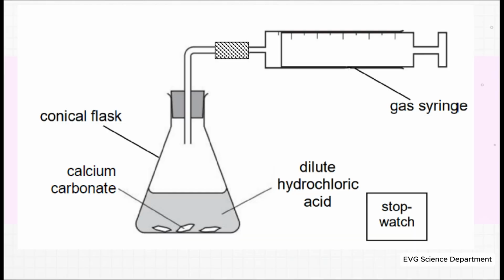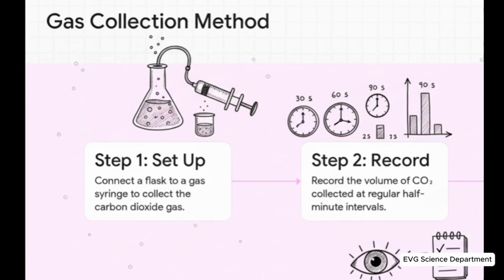That escaping gas is the evidence we're going to track. First, you set up a trap, just a flask connected to a gas syringe. Then you start collecting your evidence. You just record how much gas has been collected at regular intervals, like, say, every 30 seconds. And once you have your data, you plot it on a graph, gas volume versus time.